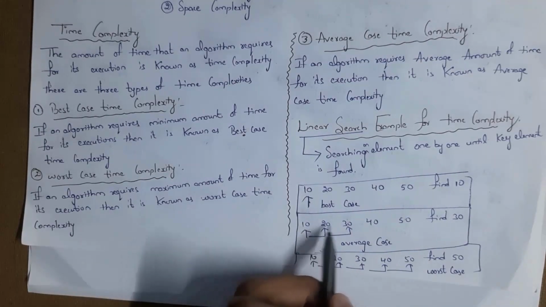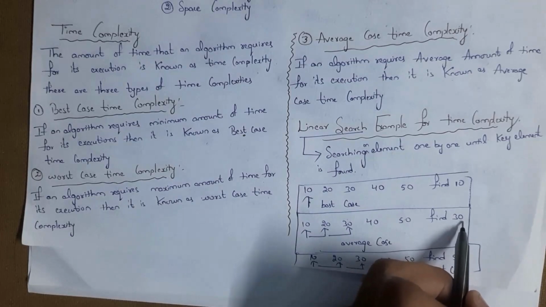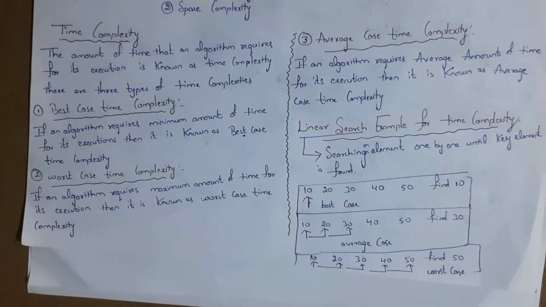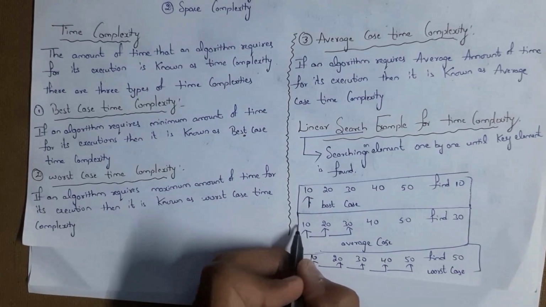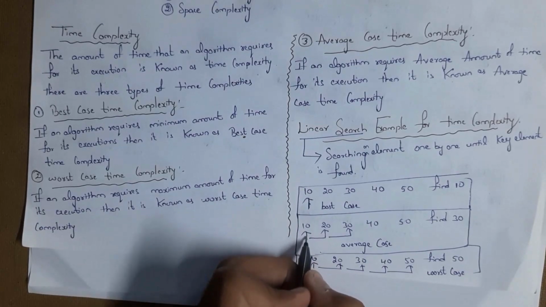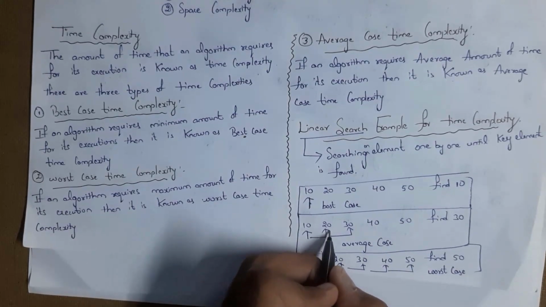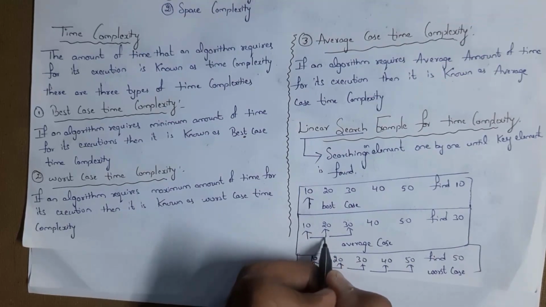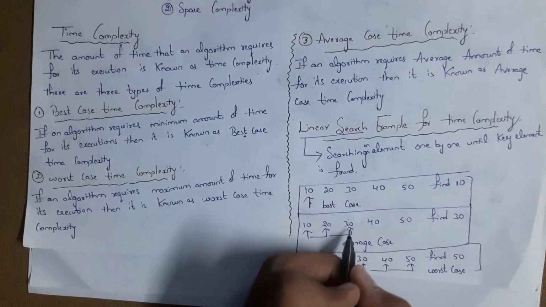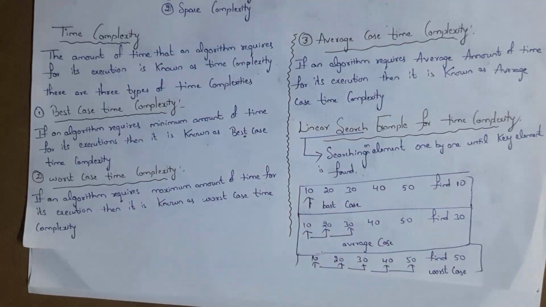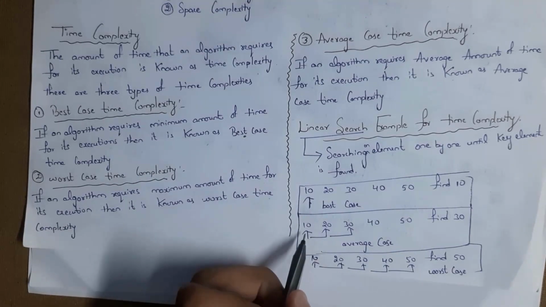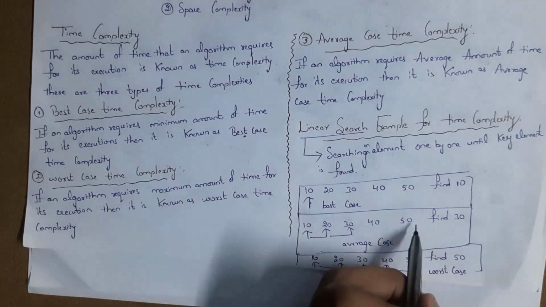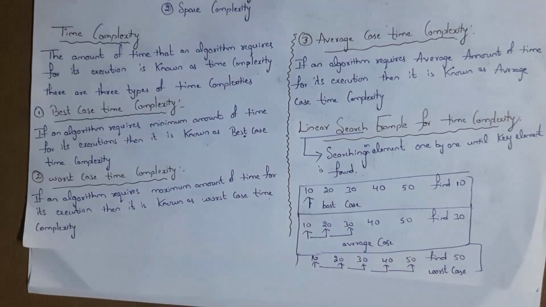And another example, this is the same example. Here I want to find element number 30. We will start searching from first. 30 is not found at the first position, so then we will move to the second position. The element 30 is not present in the second position, so again we will move one step forward. We got our element 30 in the third position. It did not take minimum amount of time and it did not take maximum amount of time, so it is known as average case time complexity.